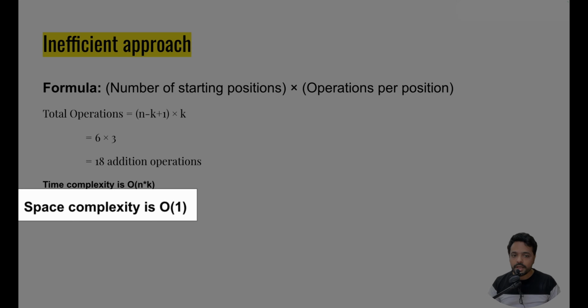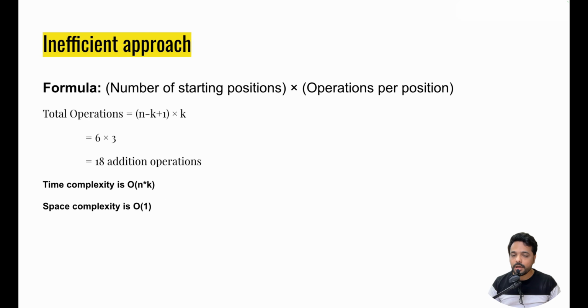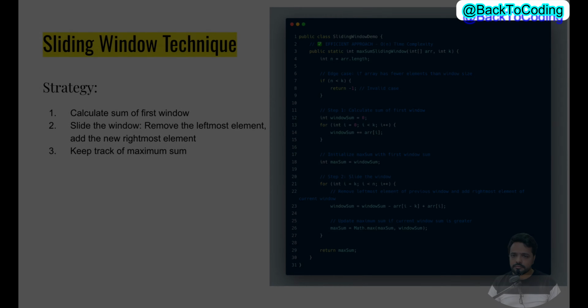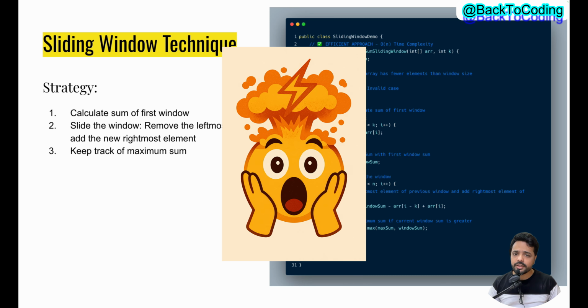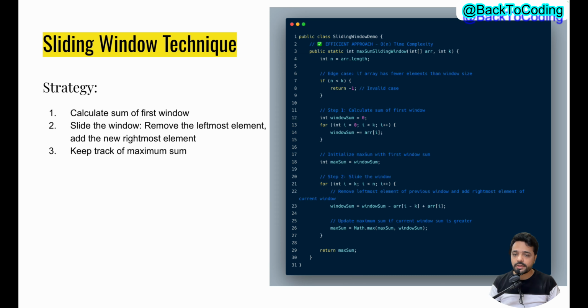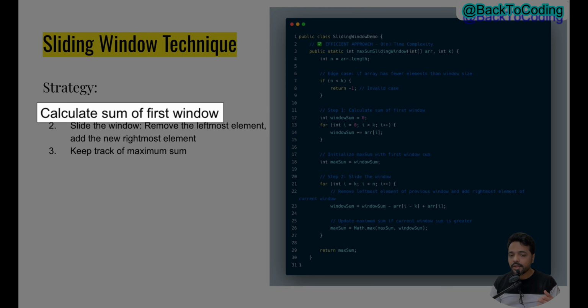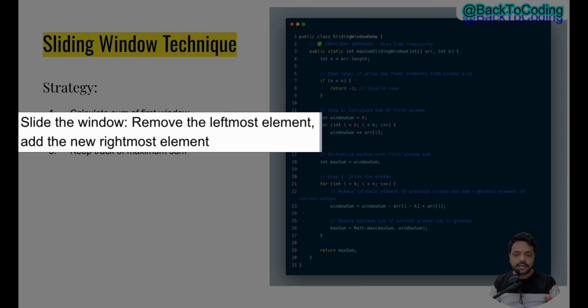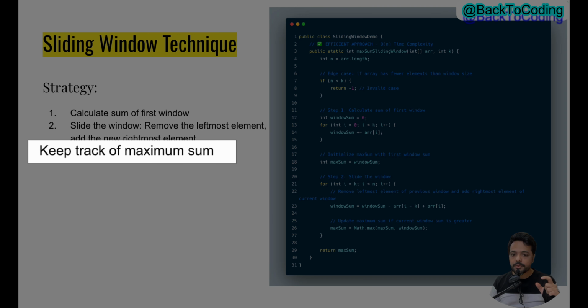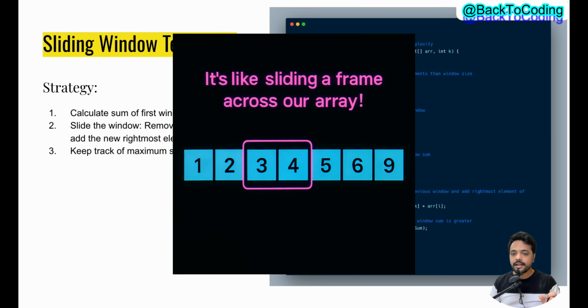No matter how big our input gets, we use the same amount of extra memory. Now let me blow your mind with the sliding window approach. Instead of recalculating everything, we'll be smart about it. The strategy is to calculate the sum of the first window, then slide the window, remove the leftmost element and add the new rightmost element, and keep track of the maximum sum. It's like sliding a frame across our array.